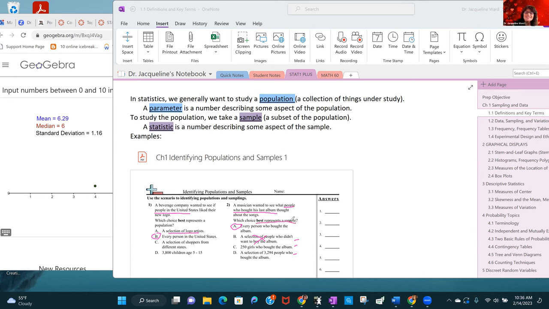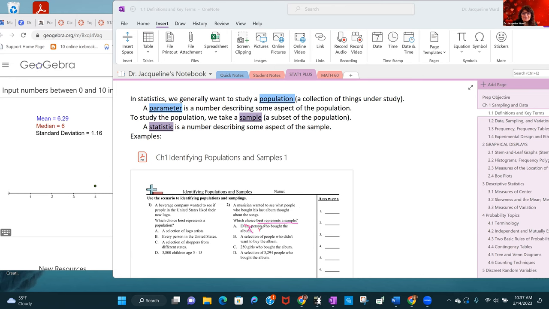which best represents a sample? Sorry, I should read the question better. I thought we were doing population again. So the population, though, is every person who bought the album, right? Now, which choice best represents a sample? What do you guys think? E?